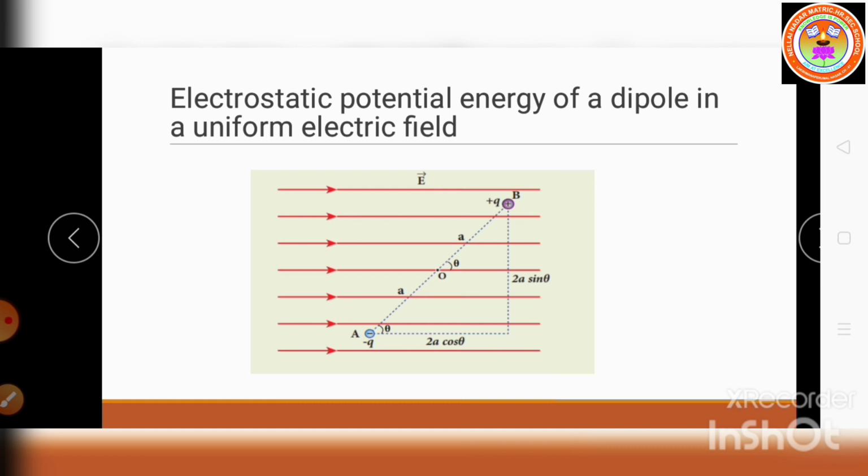Now in this uniform electric field E vector, I am going to consider one electric dipole. You all know that the electric dipole has two equal and opposite charges, that is minus q and plus q, separated by a distance 2a. Listen children, now this electric dipole, when you place it in an electric field, it experiences torque. Because of that, it rotates and aligns along the electric field.